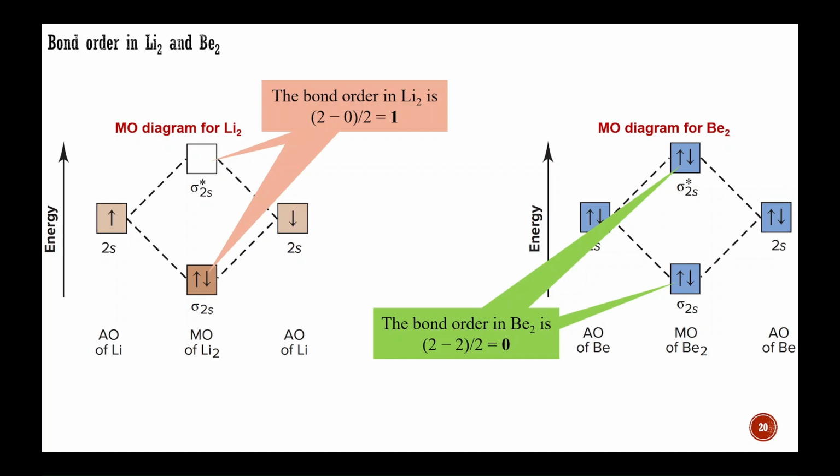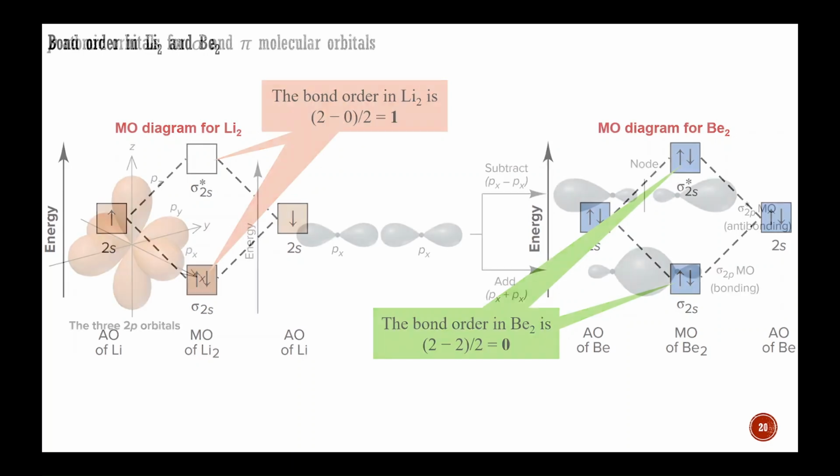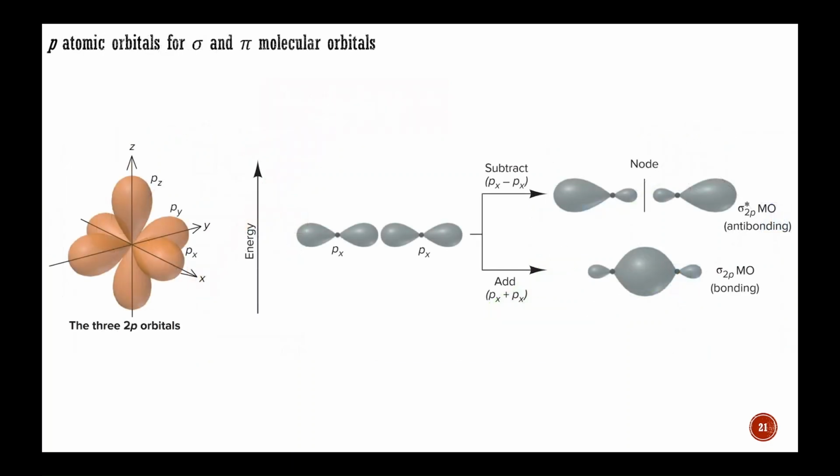To consider diatomic molecules beyond beryllium-2, we must also consider the combination of p atomic orbitals. Like s orbitals, p orbitals combine both constructively to form bonding molecular orbitals that are lower in energy than the original atomic orbitals and destructively to form antibonding molecular orbitals that are higher in energy than the original atomic orbitals. However, the orientations of px, py, and pz orbitals give rise to two different types of molecular orbitals, sigma and pi.